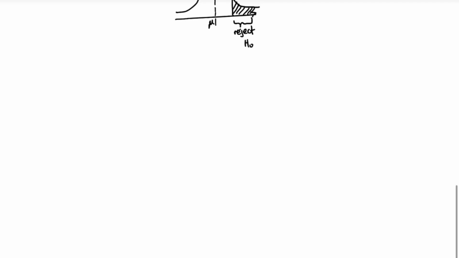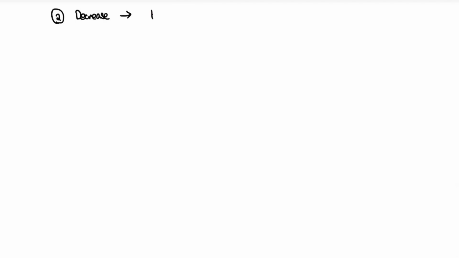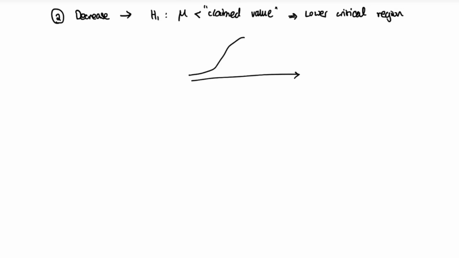The next one will be for a decrease, meaning to say that the question will give you something like H1, whereby your mu is less than your claimed value. If this occurs, then it will of course be the opposite. It will be the lower part of the critical region, which on the curve will look something like this. Pardon my drawing, it's a bit shaky. The lower part, you'll be rejecting any value that falls within this range over here.